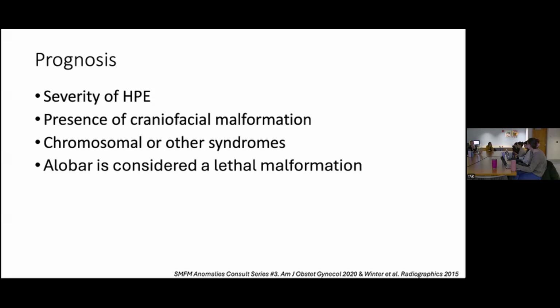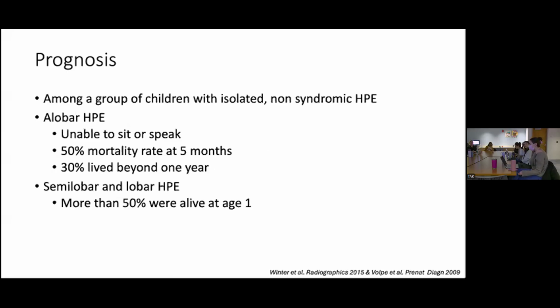So I actually have some information regarding the prognosis. The overall prognosis for the neonate depends on the severity of holoprosencephaly, the presence of craniofacial malformation, and the presence or absence of chromosomal or other syndromes. Alobar is considered a lethal malformation, at least from what I read. Among children with isolated non-syndromic alobar holoprosencephaly, the survivors were unable to sit or speak. 50% had died by 5 months of age, and 30% lived beyond 1 year.